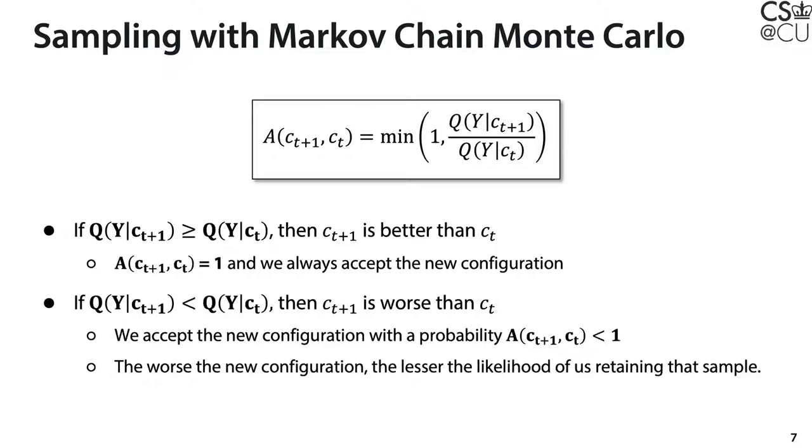On the other hand, if the new configuration is worse than the previous configuration, then the ratio tends to be less than 1, and we accept new configurations with a probability of A, which is less than 1. Now, this means that if the new configuration is significantly worse, then there is a very small chance that we would accept the new configuration. But this also means that even when the configuration that's newly generated is worse than the previous configuration, we do keep them with a non-zero probability, thereby improving the diversity of the sample space.